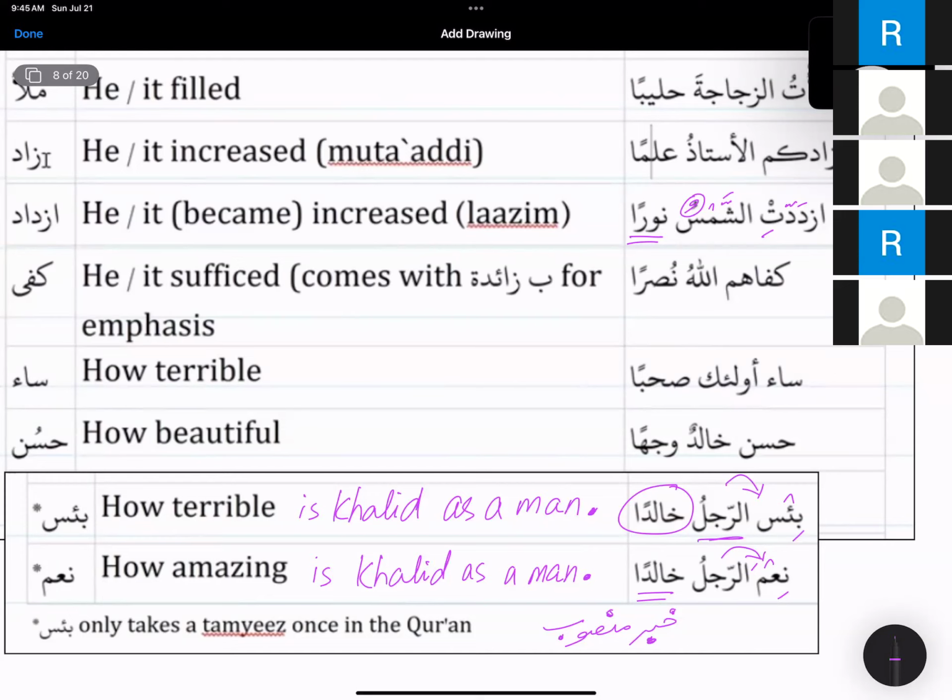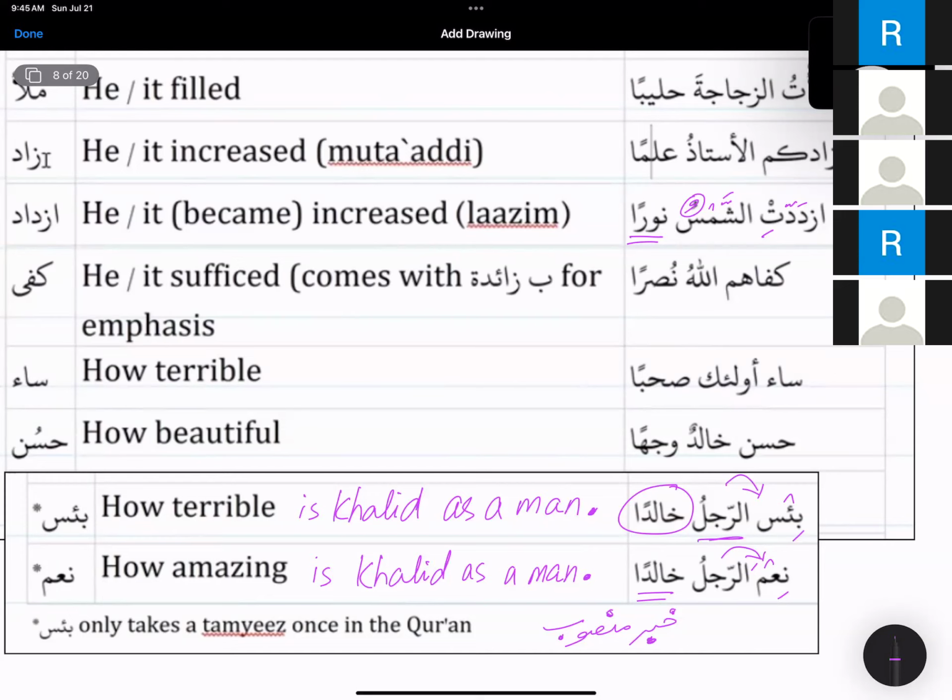Waliyan, right. So it should be waliyan. I think this is a typo over here. It shouldn't be kasra, it should be fathatain. Wa kafa billahi waliyan. So Allah subhanahu wa ta'ala is sufficient as a wali. Wa kafa billahi nasiran. Again, same idea. Wa kafa bihi ithman mubina.